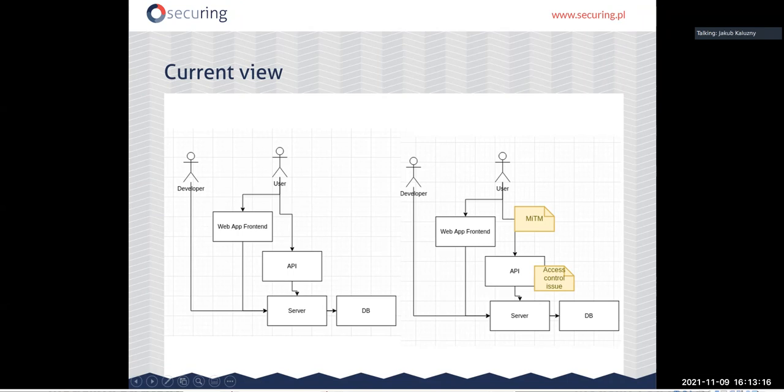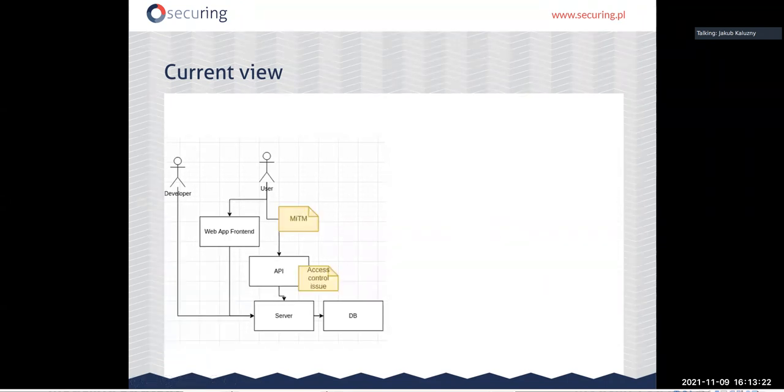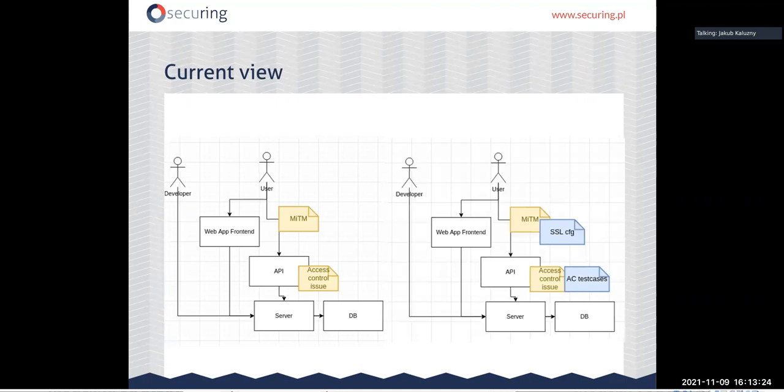We can also have some issues in the API, access control issues, right? Standard stuff. So the next step that we do after the threat modeling session is we try to come up with some actions. What can we do about those threats? For example, change the SSL configuration or make sure that it follows our SSL security guideline, right? We can design some test cases for the access control issues in the API.